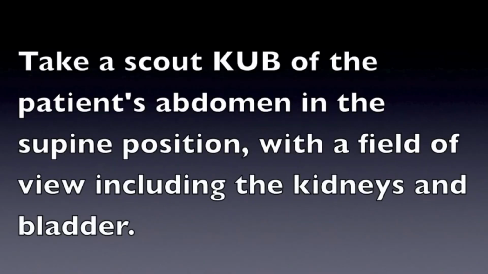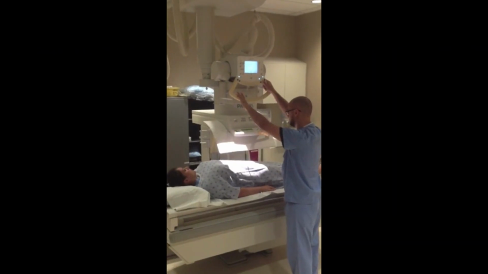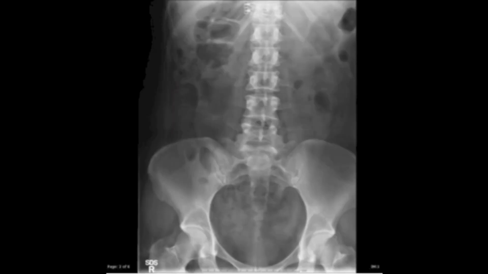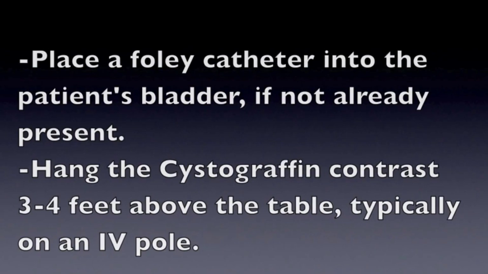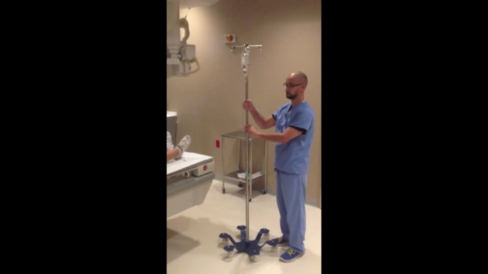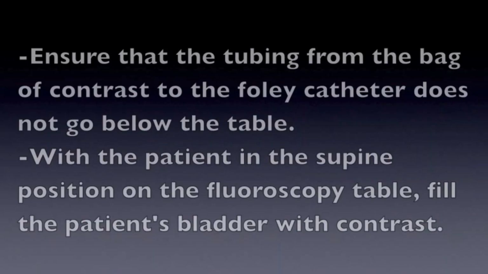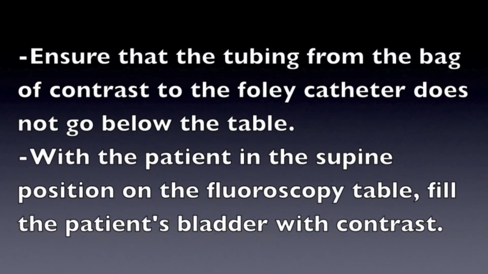Take a scout KUB of the patient's abdomen in the supine position with a field of view including the kidneys and bladder. This is an example of a KUB image. Place a Foley catheter into the patient's bladder if not already present. Hang the cystography contrast 3 to 4 feet above the table, typically on an IV pole. Ensure that the tubing from the bag of contrast to the Foley catheter does not go below the table.